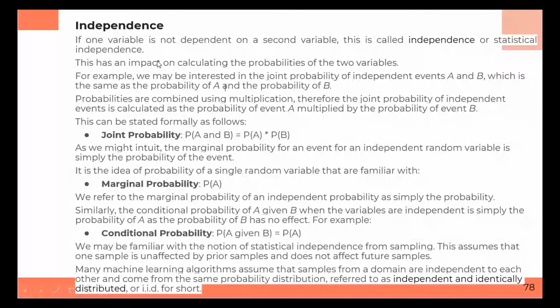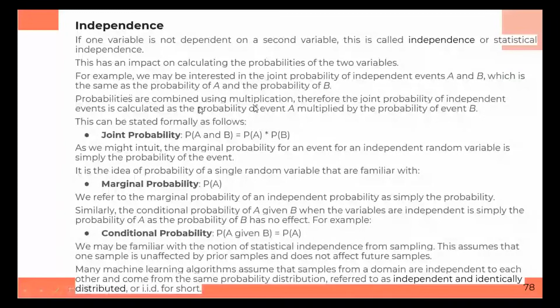The example we have taken here is that we were interested in the joint probability of independent events A and B, which is the same as the probability of A and the probability of B. We may be interested in the joint probability of independent events, event A and event B, which are operating independently, but jointly give the probability using multiplication. Right?